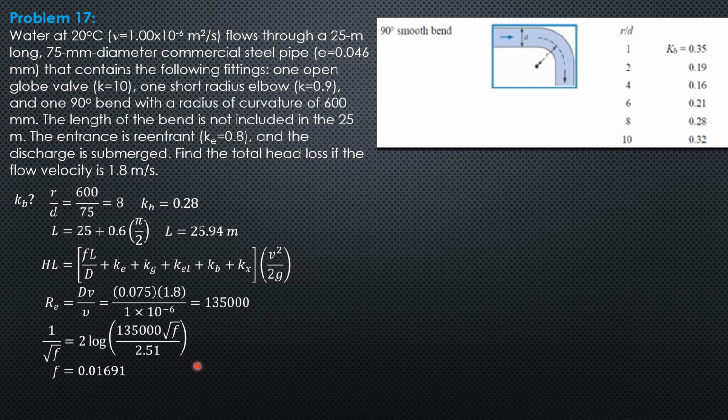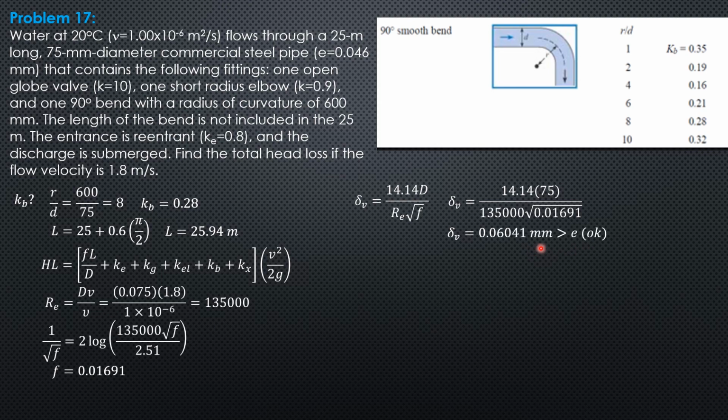And let's compute thickness of viscous sublayer to check if the assumption that the pipe is smooth is correct or not. So 14.14 diameter over Reynolds number square root of F. Substitute 14.14 times 75 mm over 135,000 square root of 0.01691. So the thickness of viscous sublayer is 0.06041 mm, which is greater than 0.046 mm. Therefore, our assumption that the pipe is smooth is correct. Therefore, friction factor is 0.01691.